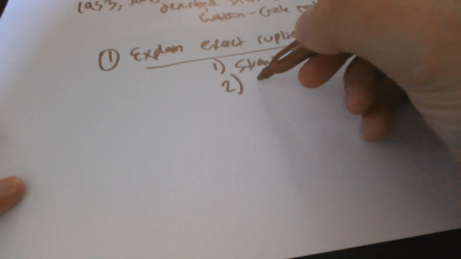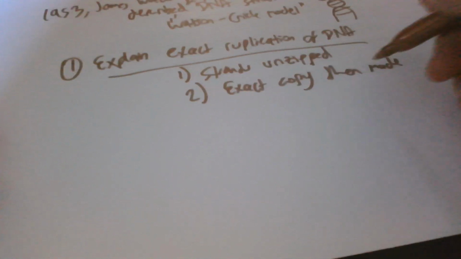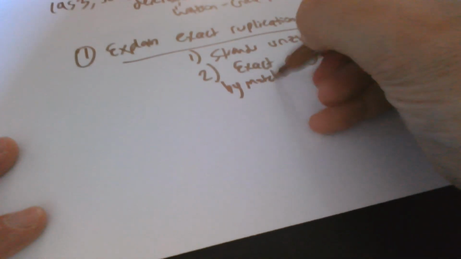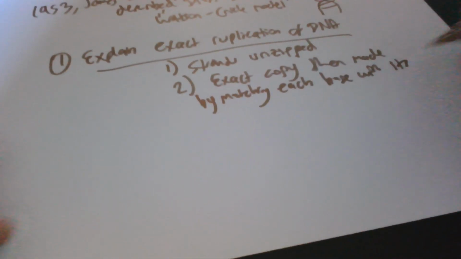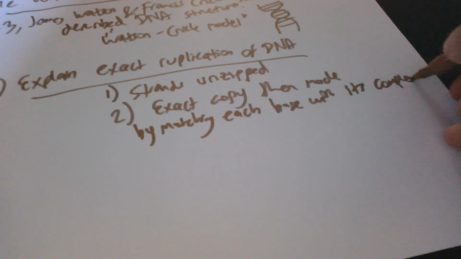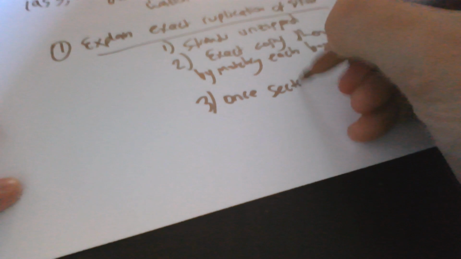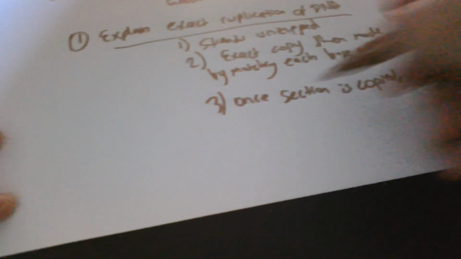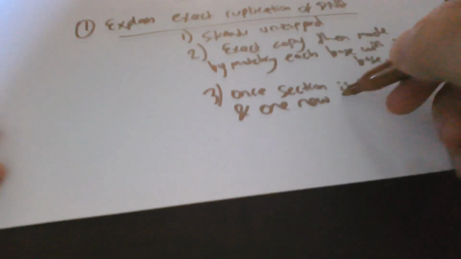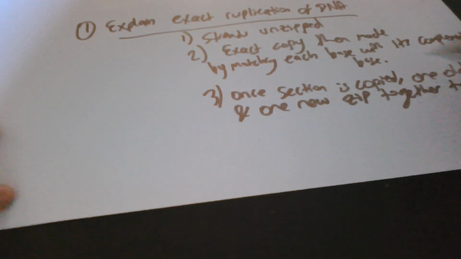So the strands are unzipped. An exact copy is then made by matching each complementary base with its corresponding base. Once a section is copied, one old and one new strand zip together to produce duplicate DNA.